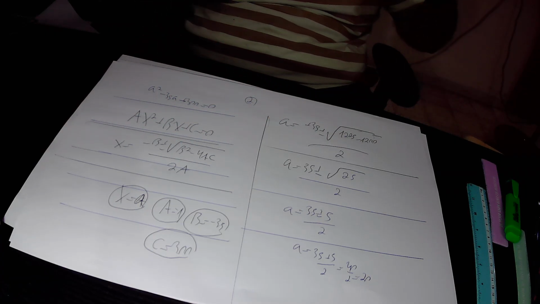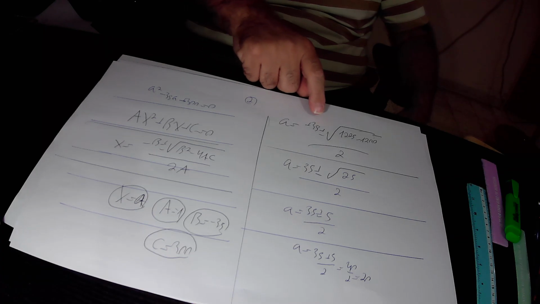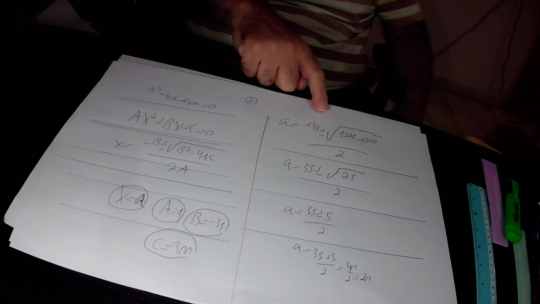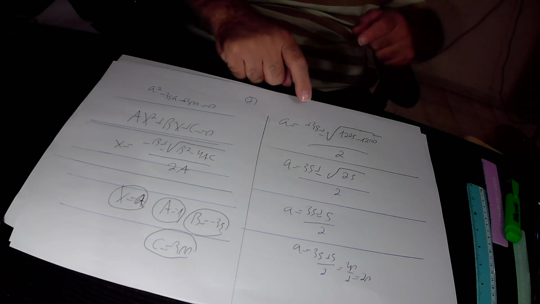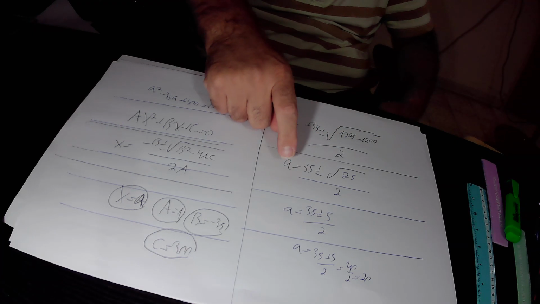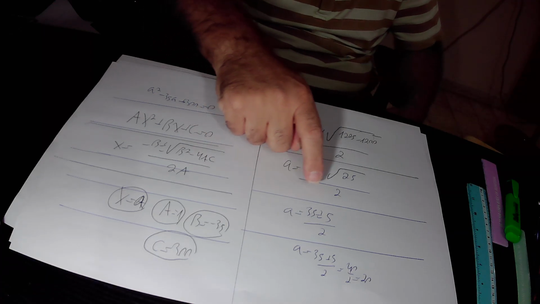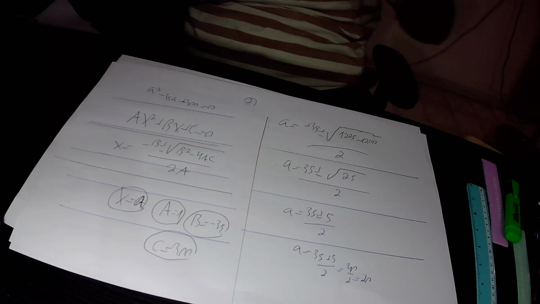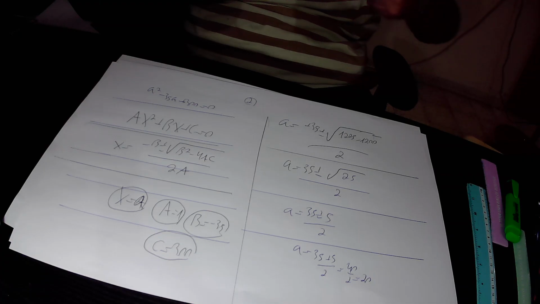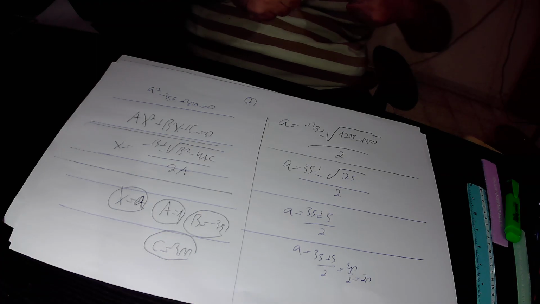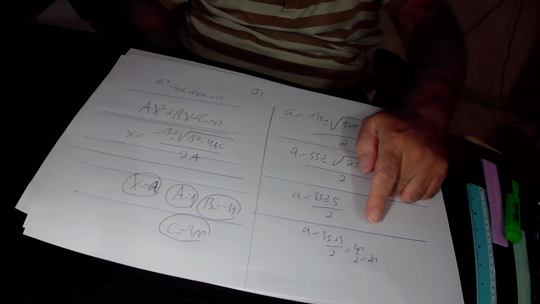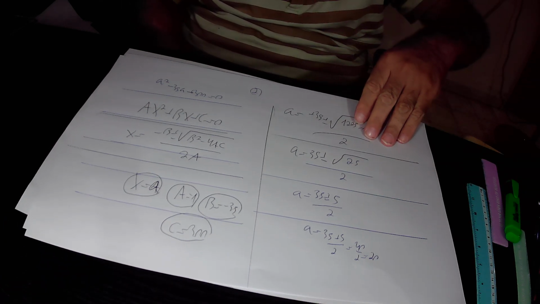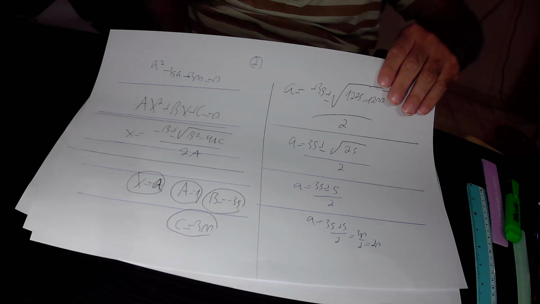So in total we have found out that a equals 35 plus minus the square root of 1225 plus 1200, that is 25, over 2. The square root of 25 is 5, so a equals 35 plus minus 5 over 2. So here we have two possible solutions for a. The first solution is a equals 35 plus 5 over 2. 35 plus 5 is 40, and 40 over 2 is 20. So the first solution for a is 20 units in length.